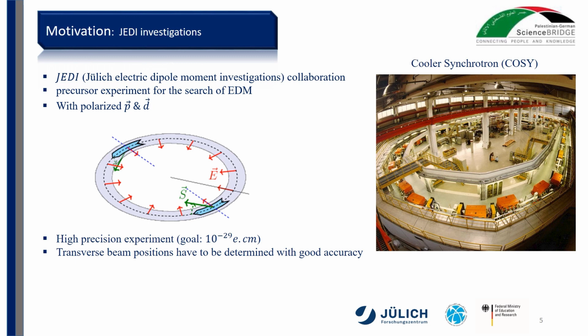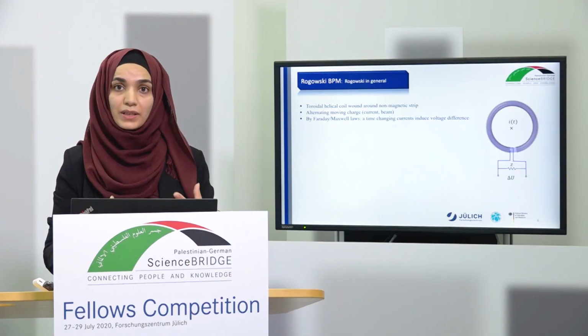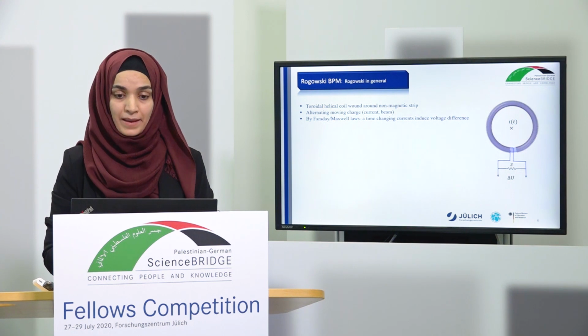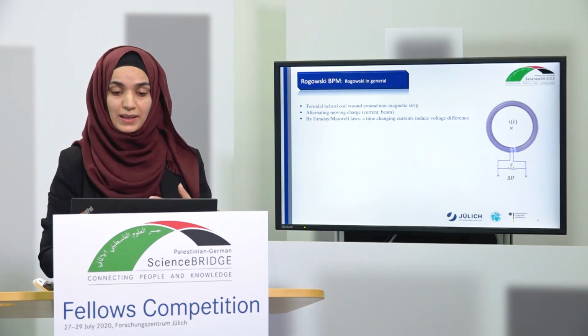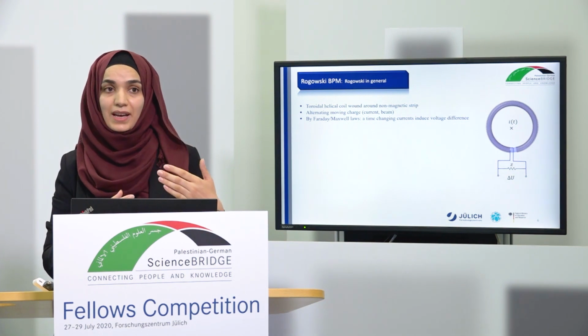So the special types of beam position monitors that I am working on at the moment are based on Rogowski coils. So let's briefly say what a Rogowski coil is before we talk about the Rogowski as a beam position monitor. It's simply a toroidal helical copper winding which is wound around a non-magnetic strip. So imagine this, as you can see in the diagram, a toroidal copper helical winding.